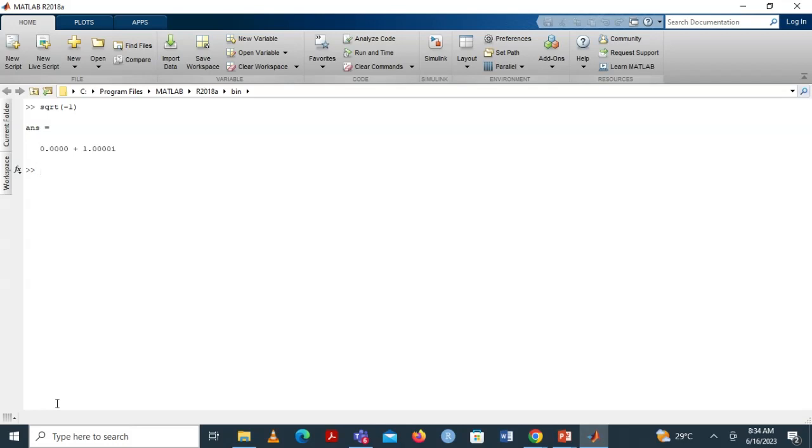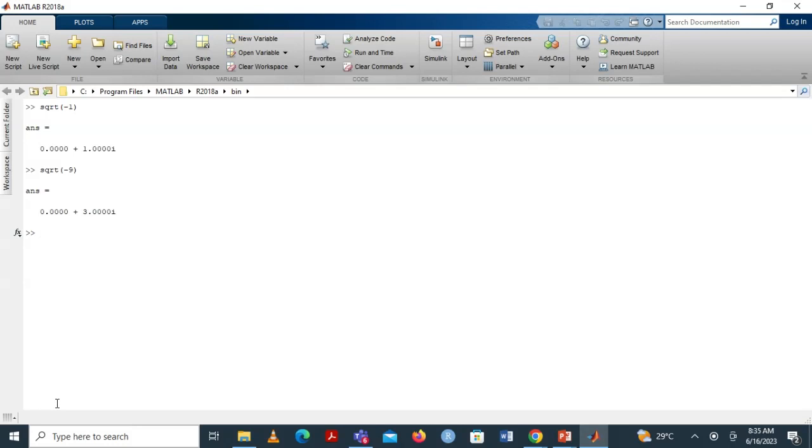The real part is the 0.00 and the imaginary part is the 1 multiplied by i. So the next example, let's calculate the root of -9. Let's find the square root of -9. Okay, so the square root of -9 is given as 0.00 plus 3.00i. So it means the square root of -9 is 3i.